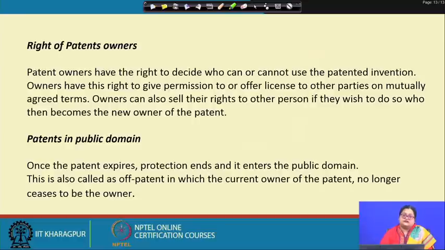Once the patent expires and the protection ends, it has to enter into the public domain. This is also called off patent, in which the current owner of the patent no longer remains the owner, and patents in the public domain may act as inspiration for others to move this invention forward, add new dimensions to it, and take up research regarding it and improve on that.